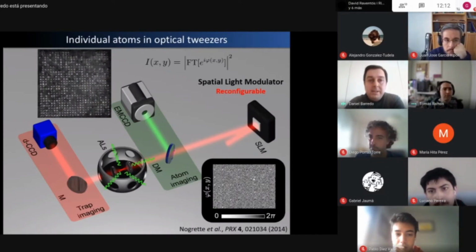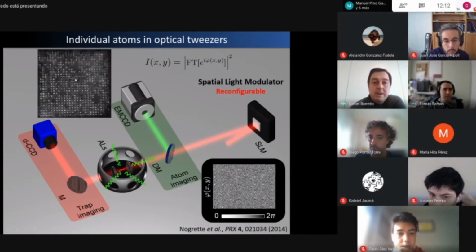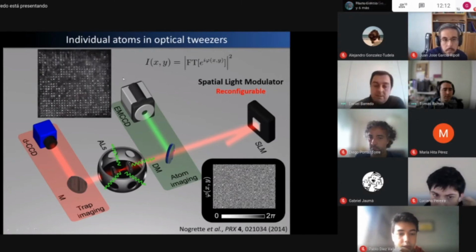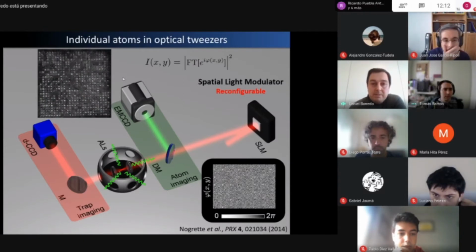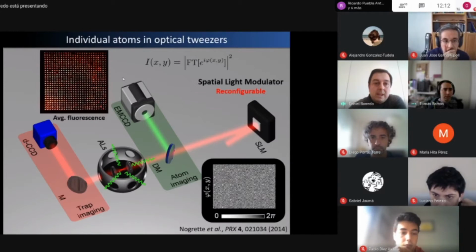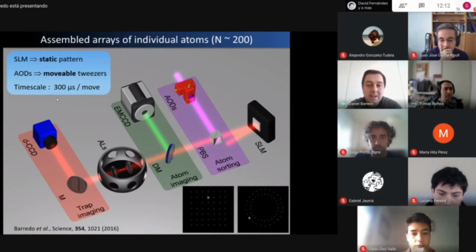With this, we can have many traps in different configurations, as you see in the video that is playing. Again, what you see is that not all of the atoms are in the traps at the same time, so the loading is non-deterministic. Still, you can take an average fluorescence image that has the appearance that all of them are filled, but this is not the case. Especially for quantum simulation, for some time this was a problem, because ideally you want all the atoms to be filled, or at least to have the same configuration again and again so that you can collect statistics.